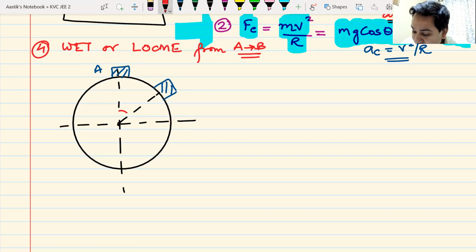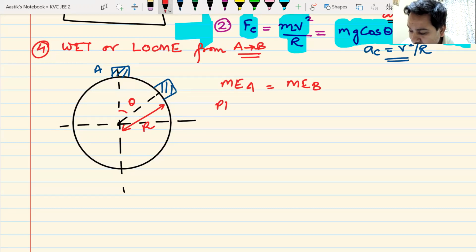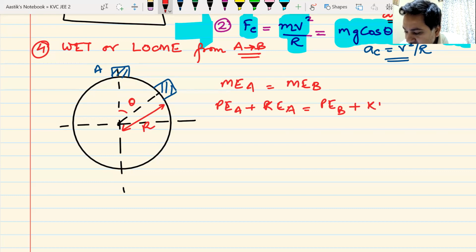This angle is theta, and this radius is R. R is the radius of this block. Now I need to apply LOCME. LOCME means mechanical energy at point A is equal to mechanical energy at point B. Mechanical energy at point A consists of potential energy at point A plus kinetic energy at point A, which should be equal to potential energy at point B plus kinetic energy at point B. Do we understand this? Yes or no? Can I have some raised hands?